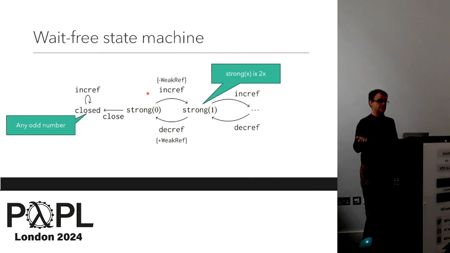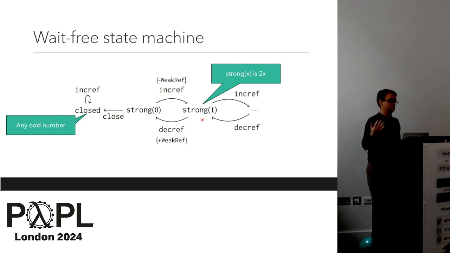Well, we can do this really easily by saying that the closed state is any odd number, and the strong reference count is an even number, the reference count times 2. So if we do that now, incref, if I basically add 2, it moves me through the strong counts. That's an atomic operation I get on most processors, adding 2. And decrementing by 2 is an operation I get on most processors as well. So I can do the inc twice, add 2 and subtract 2, and they're wait-free, guaranteed by the processor.